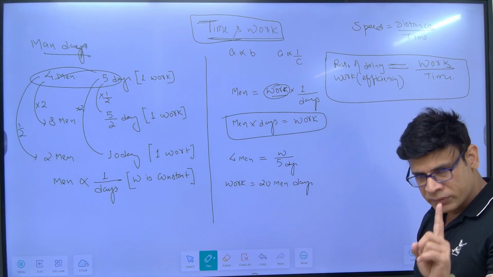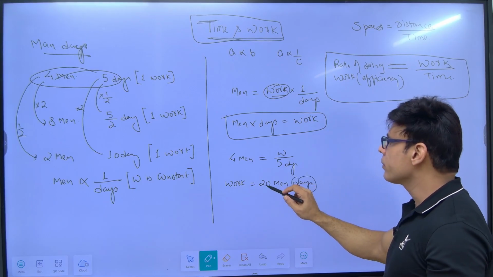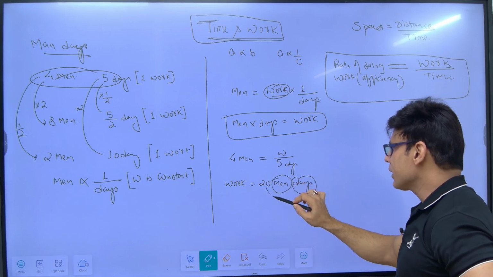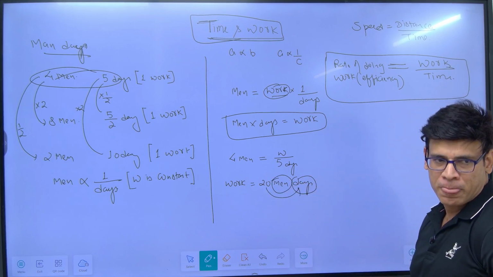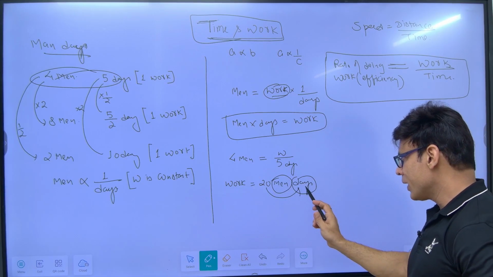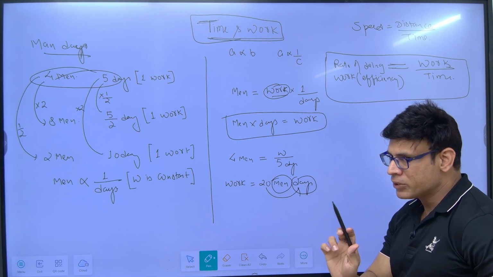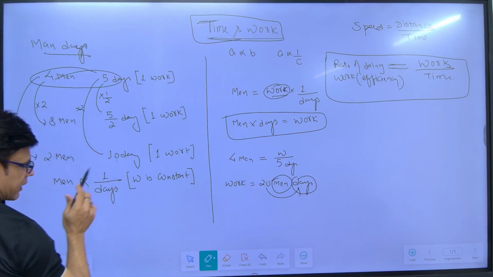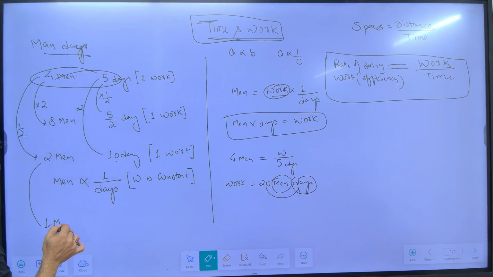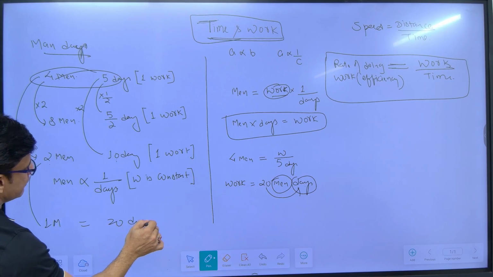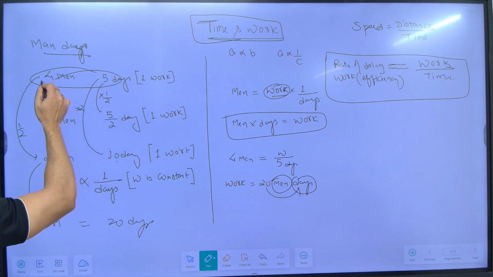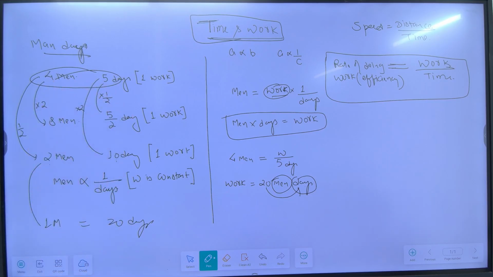Now what is the meaning of this 20 men days? If you want to finish this work in 1 day, you require 20 men. And if this work has to be done by one man, you require 20 days. If I have to finish this work in 1 day, we require 20 men. If one man has to finish this work, he requires 20 days. From here, 2 men taking how many days? 1 man, 20 days or not? And if I make this 1 day, then you require 20 men. Understood? So this is the concept of man days. You should know it.